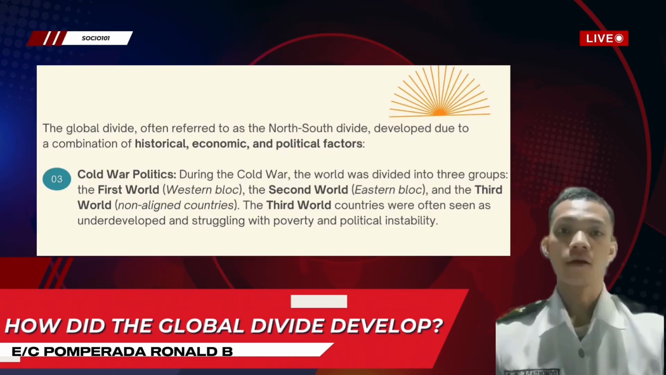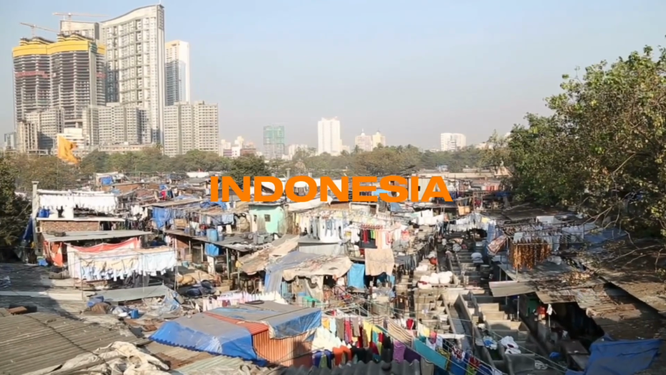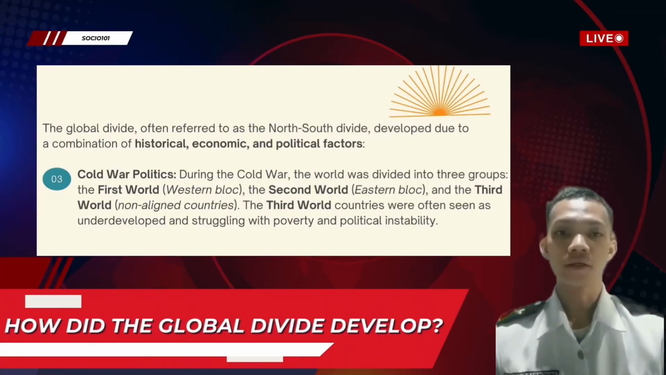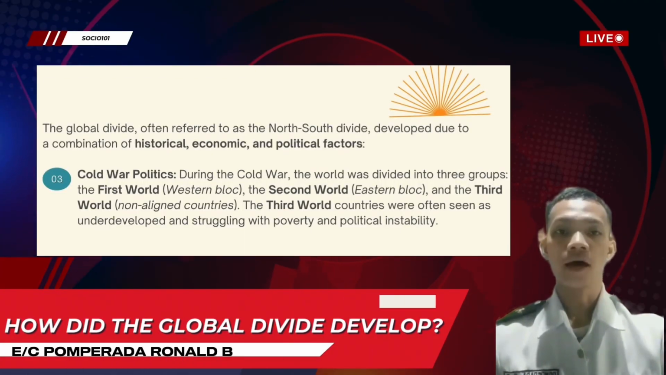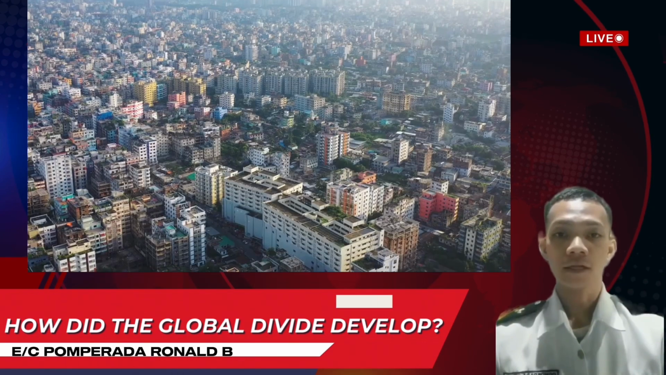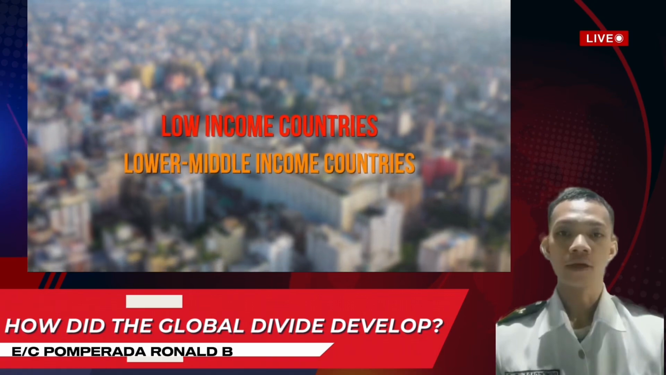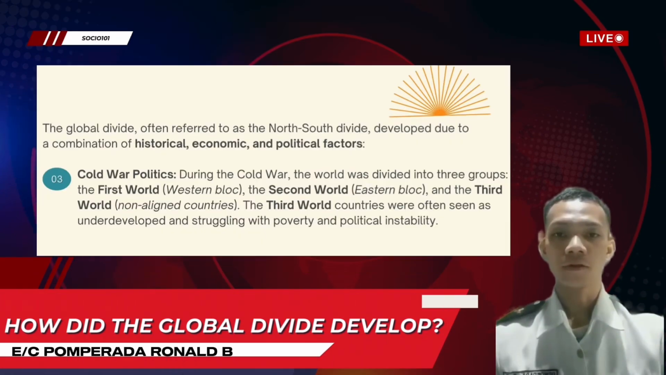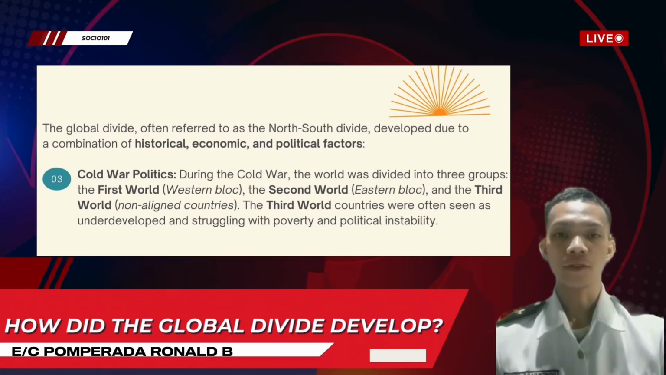Example: countries like Indonesia and Egypt, which were not aligned with either the US or the Soviet Union, were classified as a part of the third world. They faced challenges in developing their economies and political systems independently of the influence of the superpowers.